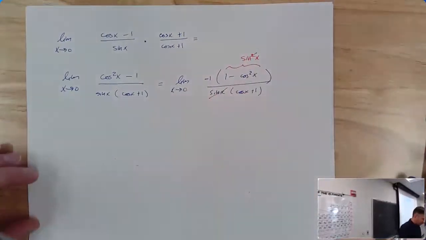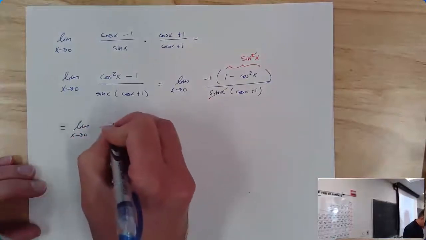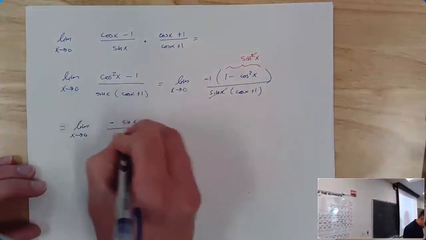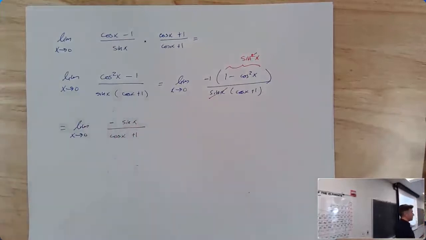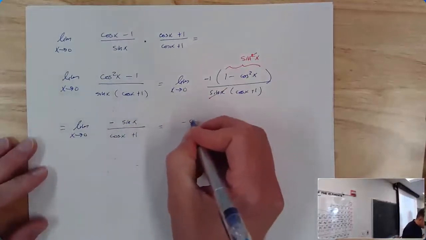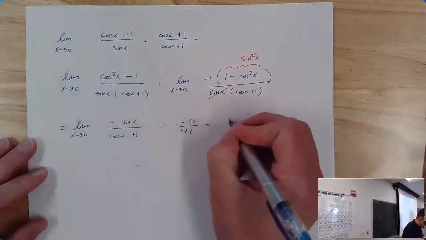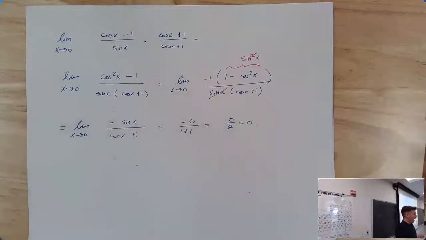So you're really left with the limit as x approaches 0 of negative sine of x over (cosine of x plus 1). And then we can plug in 0, because it's no longer a 0 over 0 type of limit. So we plug in 0, you get negative 0 over 1 plus 1, which is 0 over 2, which is 0. Fun fact, 0 is the only number that is its own negative. Worth knowing, actually. It comes up occasionally.